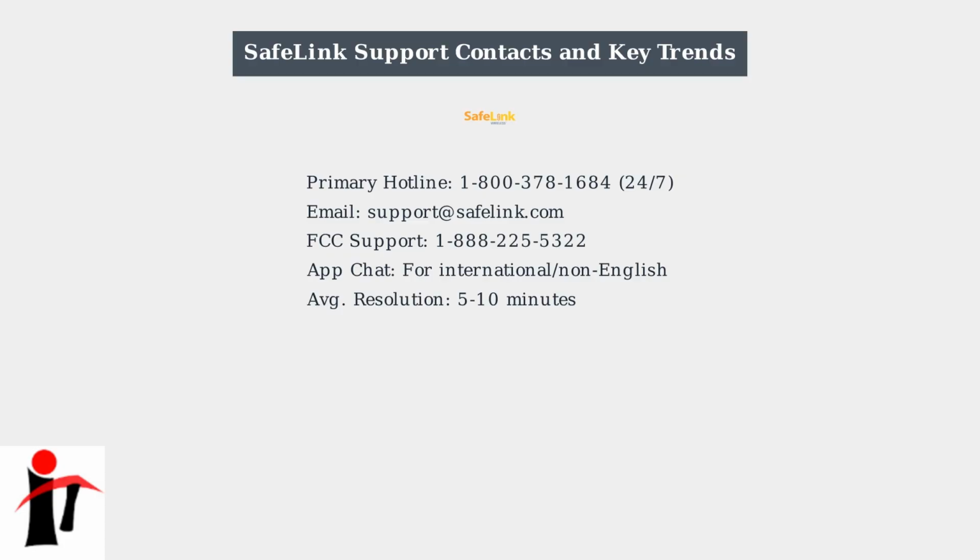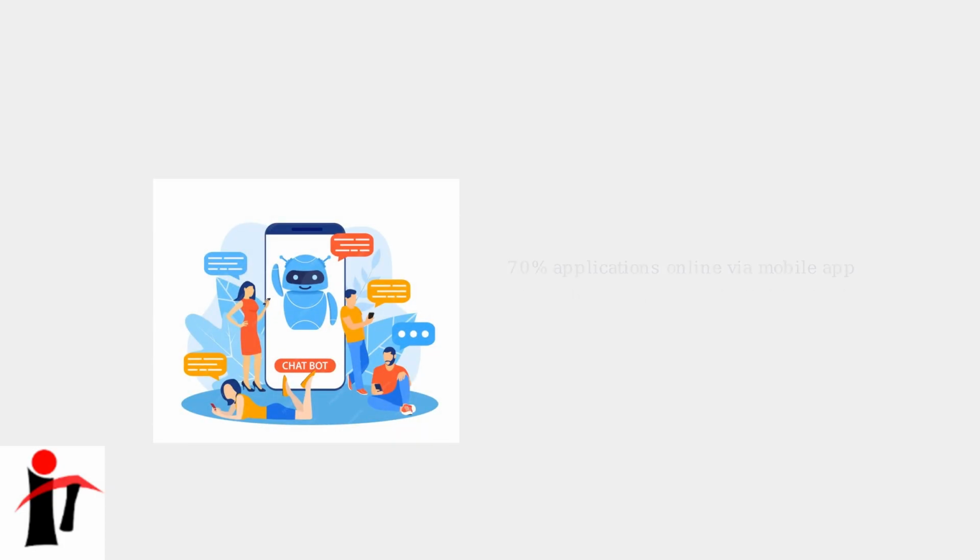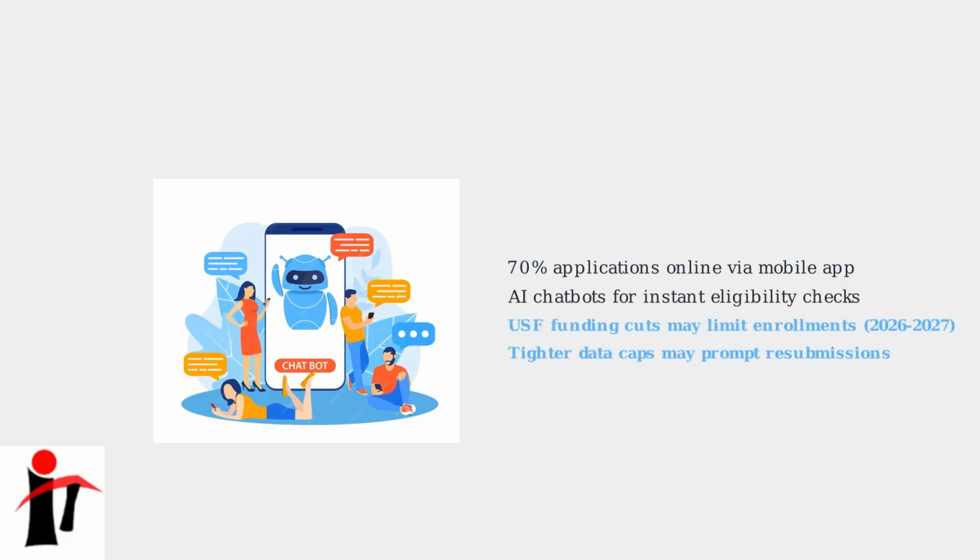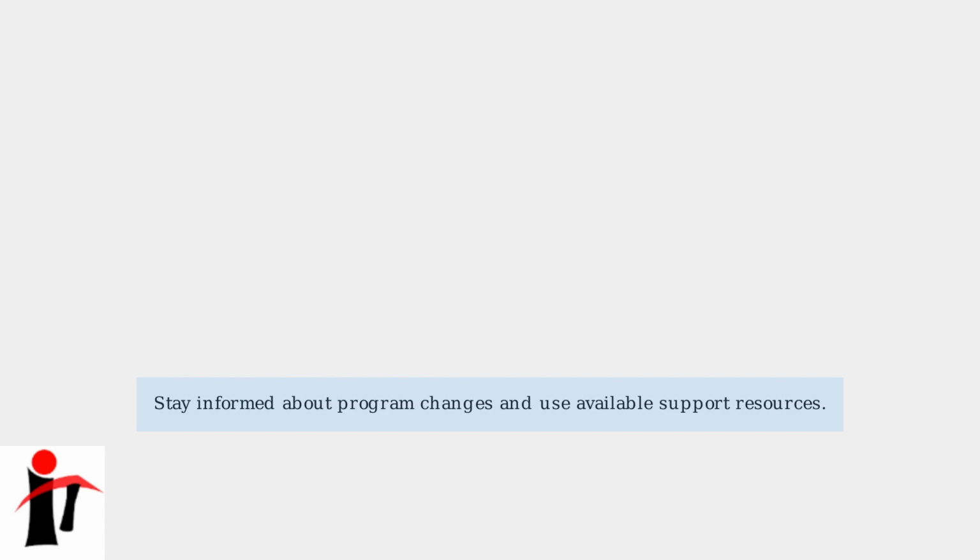10 minutes. Key trends show that 70% of applications are now submitted online through the mobile app, with AI chatbots providing instant eligibility checks. However, potential USF funding cuts in 2026-2027 could limit new enrollments, and tighter data caps may lead users to resubmit for higher tier plans. Stay informed about program changes and utilize the available support resources to ensure continued access to SafeLink services.